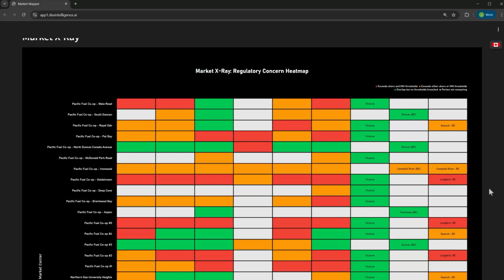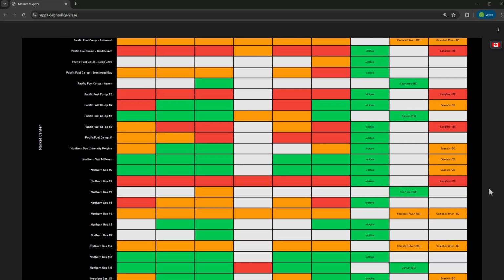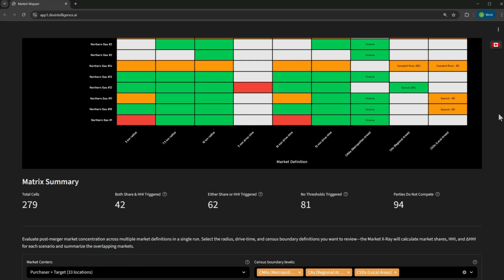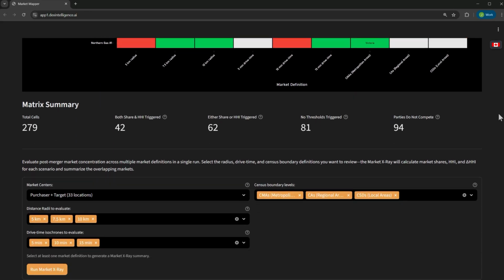And the results are presented like this. Every row of the table corresponds to a party location in the dataset, and every column corresponds to a potential market definition. Cells are color-coded according to potential risk level, and we can hover on each cell to see details about the market definition, shares, and HHI. This can be a useful guide for investigating specific markets in greater detail in the next tab, and below the chart we have a summary of the overlapping markets and risk profile.